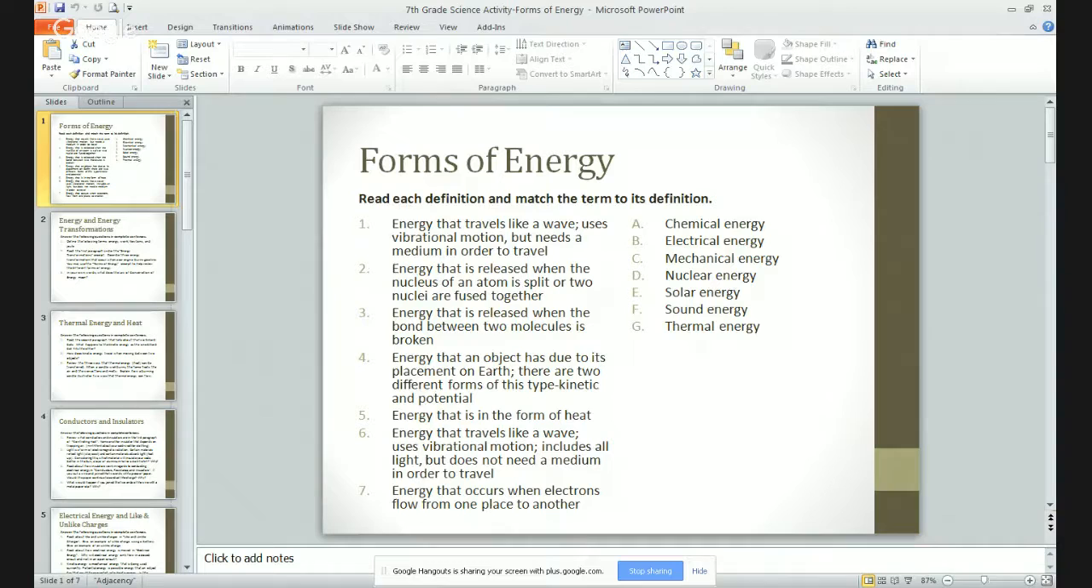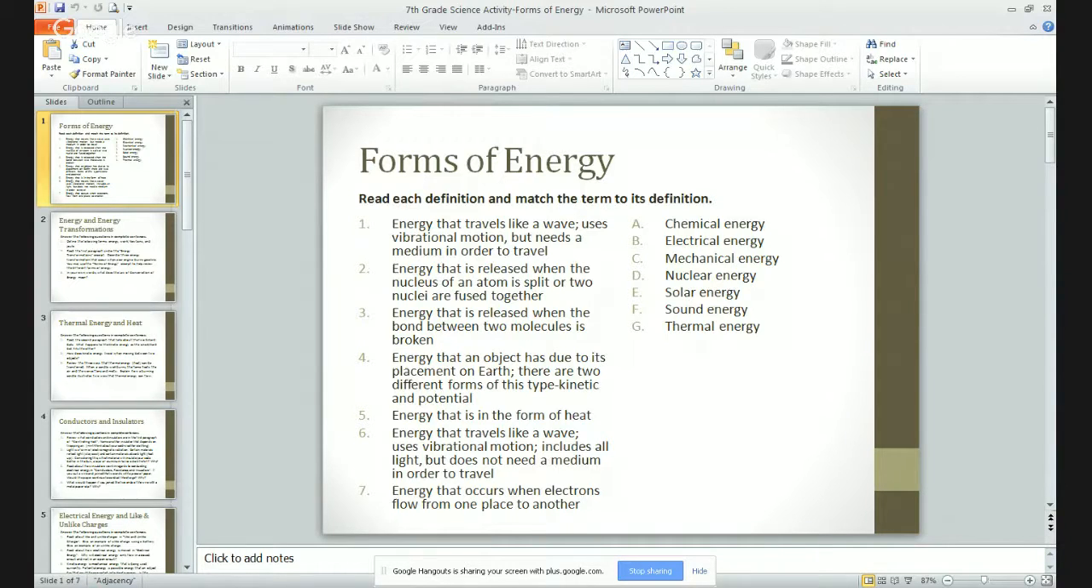Number 4, energy that an object has due to its placement on Earth. There are 2 types of this, kinetic and potential, which I know we've talked about, and that would be mechanical energy, letter C. Remember, kinetic energy is the energy that you're using to move, and that's what mechanical energy is, movement. And then the potential energy is the stored up energy. I know we talked about that in our last unit with weather.